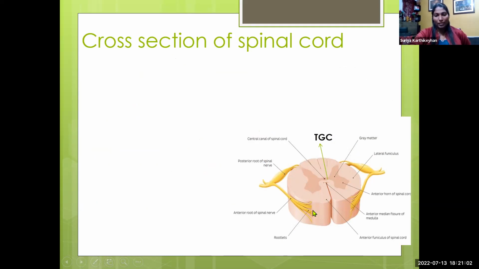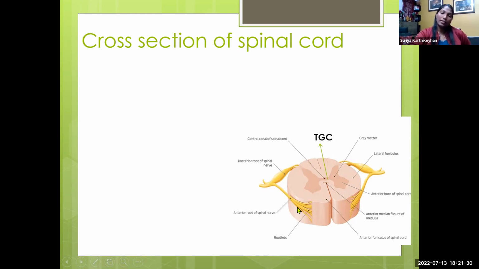For example, if we take a T1 segment, this is the T1 spinal nerve, which arises as several nerve rootlets. Can you make out these? They arise as several nerve rootlets. All these combine to form a single anterior root, or ventral root. So this is the ventral root of the spinal nerve, and then we have the dorsal root of the spinal nerve.